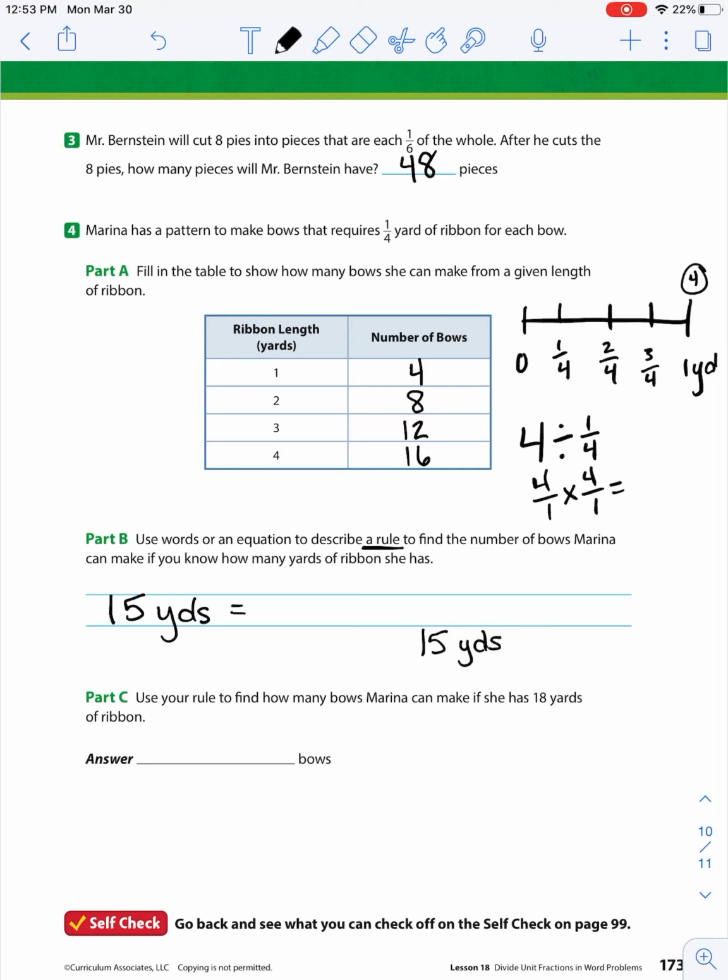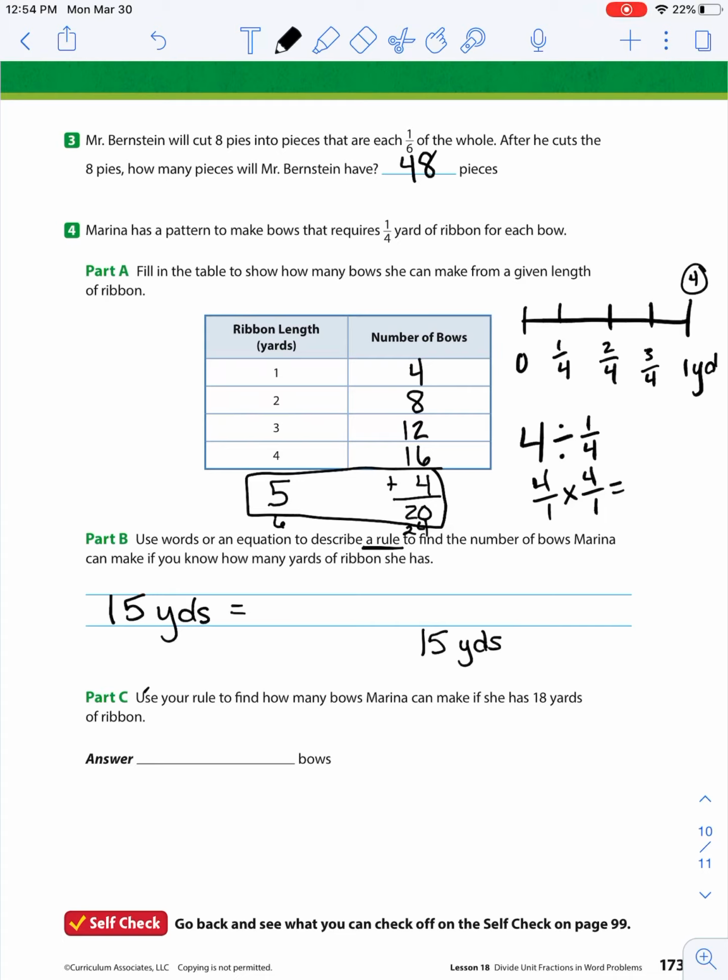Well, what's happening each time? For every 1 yard, she gets 4 bows, right? So what would we do if it was 15 yards? What would we do if it were 5 yards? Are we adding 4 more bows? You notice anything? Oh, for every yard, it's 4. So if we added 6 yards, it'd be 4 more, and that'd be 24.